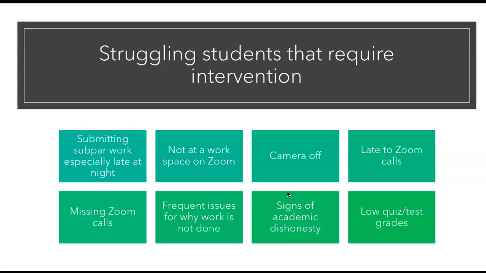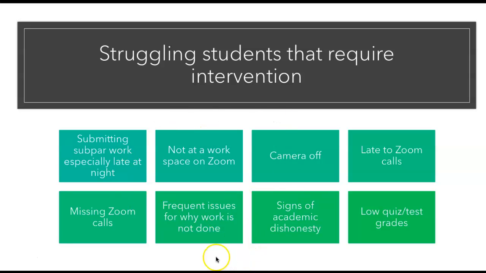Late to Zoom calls is a big red flag. Missing Zoom calls, frequent issues for why work is not done, frequent Wi-Fi issues. Wi-Fi issues can be a good excuse, but when there's too much of that, then I do have to, sorry, my alarm just went off, I do have to get involved. Any signs of academic dishonesty, I can pretty much pinpoint that pretty quickly if students are working together. I usually will know when students are working together, and then I kind of zone in on that. Do not copy and paste because I do look for that. I don't like that. And then low quiz or test grades are a red flag.